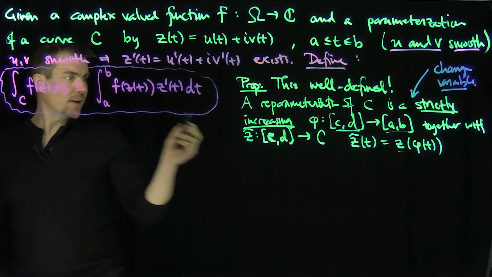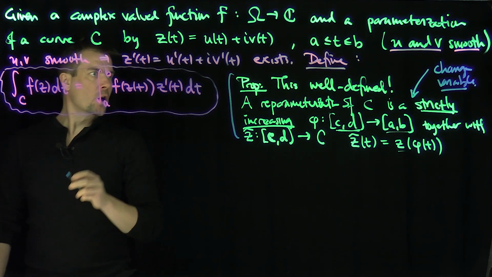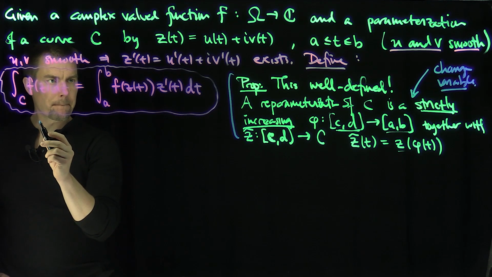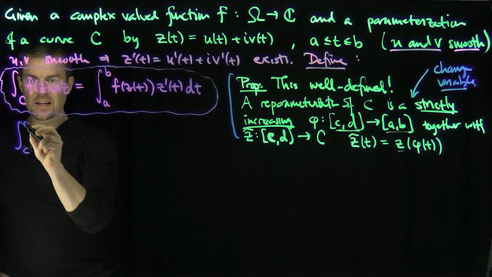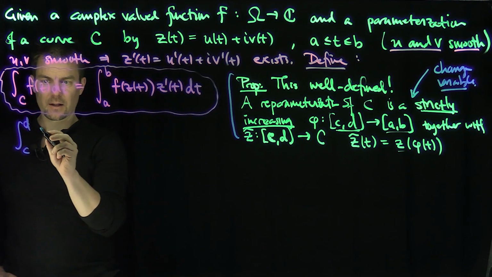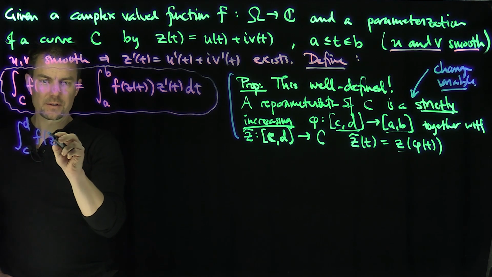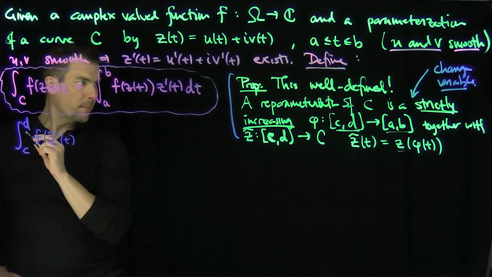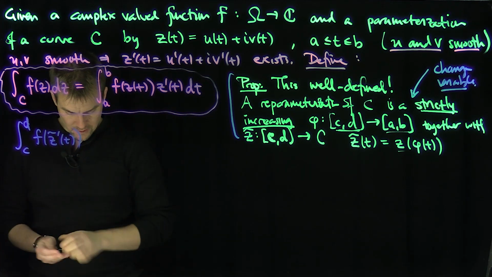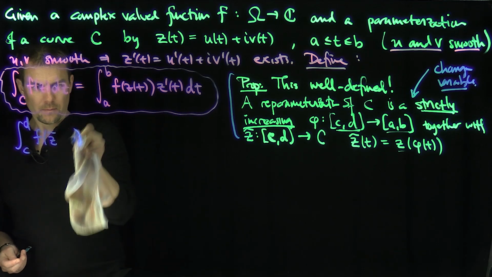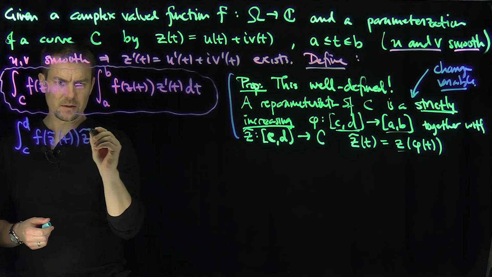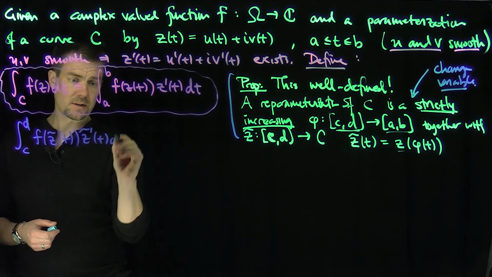So here's how you would prove this proposition over here. You'd say the integral from C to D of f of Z tilde of T, no primes there, times Z tilde prime of T dt.